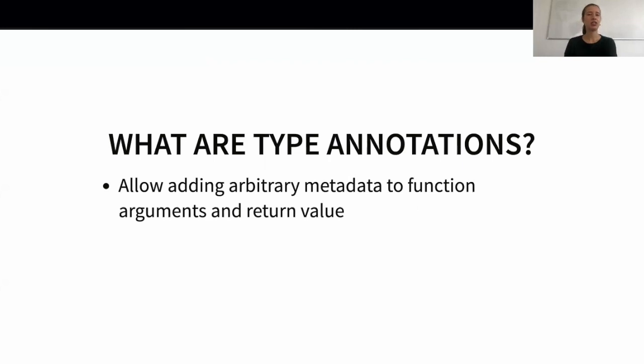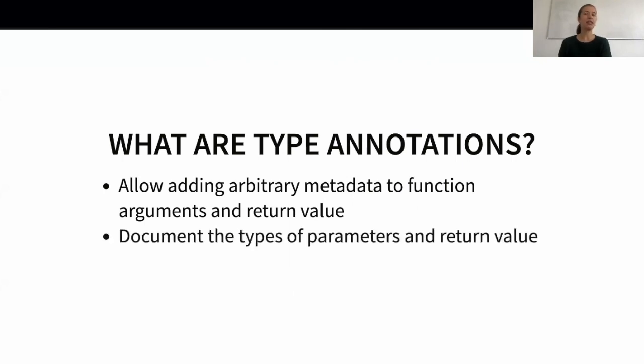Type annotations allow us to add arbitrary metadata to function arguments and the return value of a function. Why is this useful? First of all, it allows us to document the types of our function parameters. Furthermore, type annotations can be used for things like type checking. There are more use cases for type annotations, but for our case, using them for documentation is already a good enough point to get started.